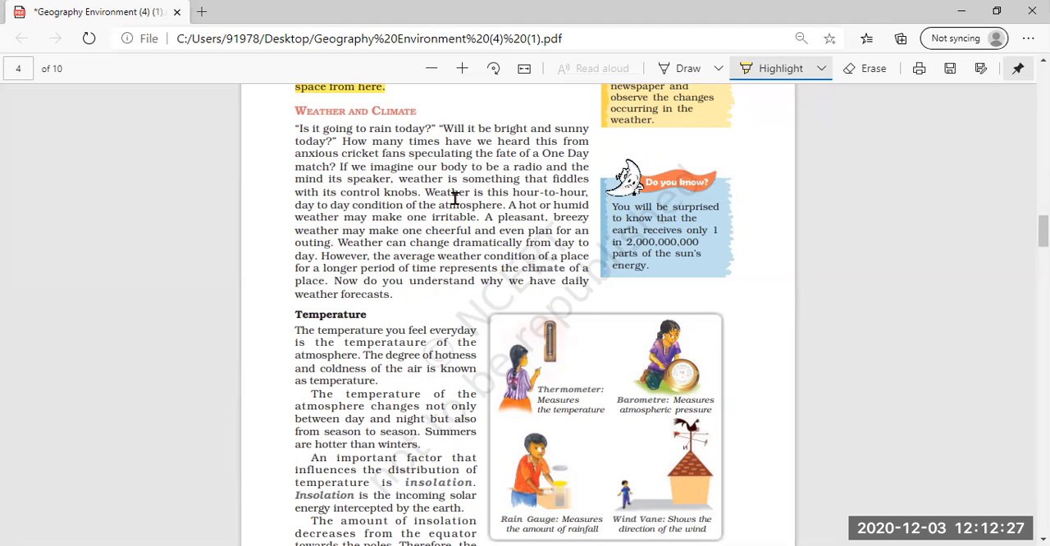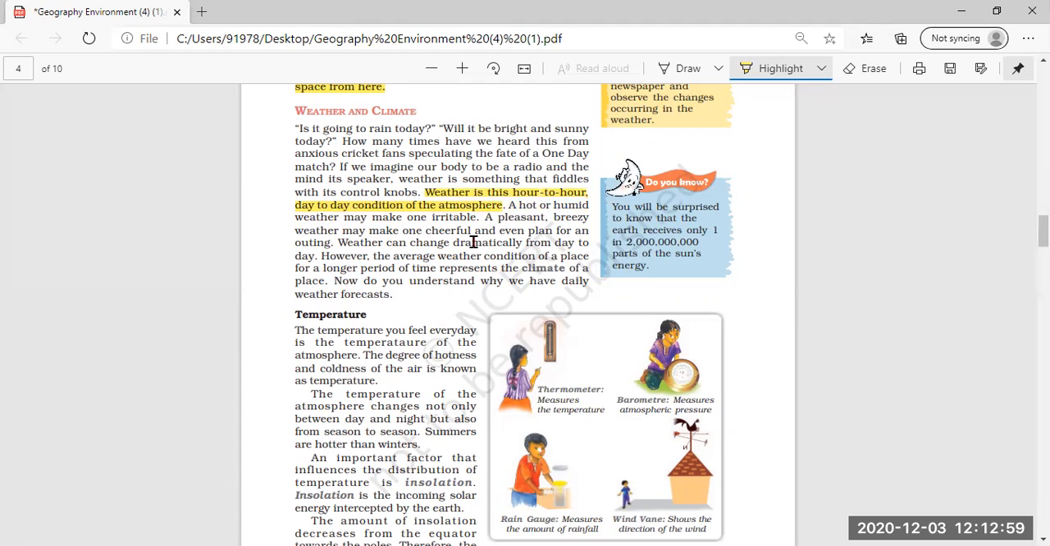So if we imagine our body to be the radio and the mind its speaker, weather is something that fiddles with its control knobs. That means when there is weather, the control knobs fiddle and special types of noises are there. You can underline this. What is weather? Weather is the hour to hour and day to day condition of the atmosphere.